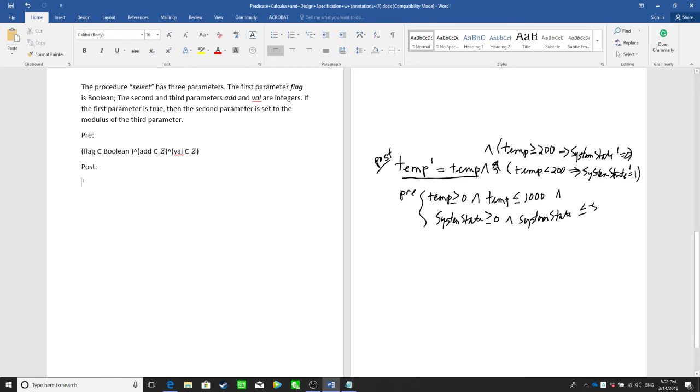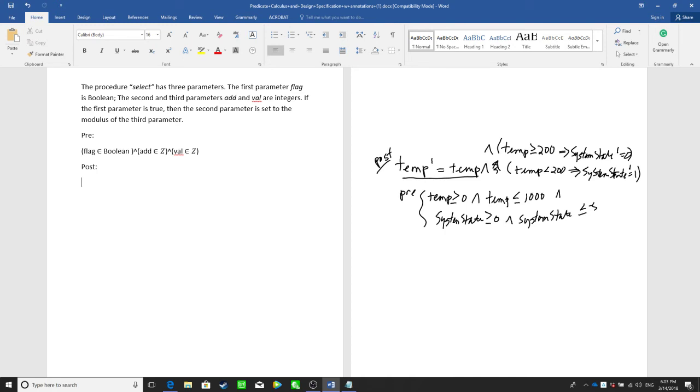Okay, then we go to the postcondition. Postcondition basically is if the first parameter is true, then the second parameter is set to modulus of the third parameter. So it's a mod. How can we do that? Prime. Yeah.